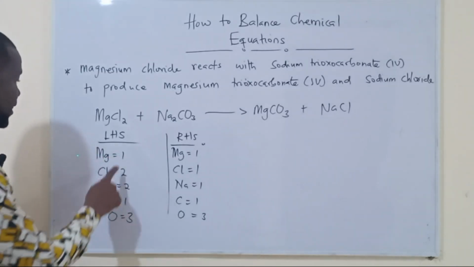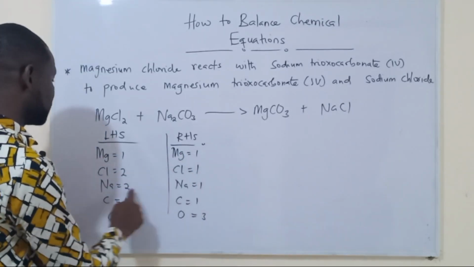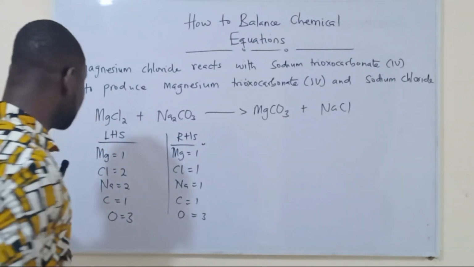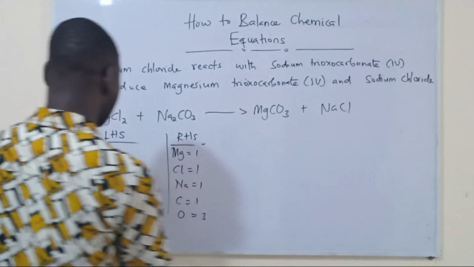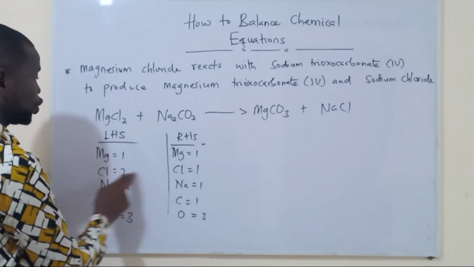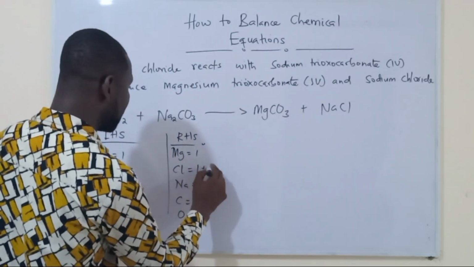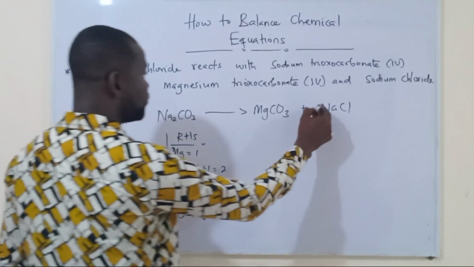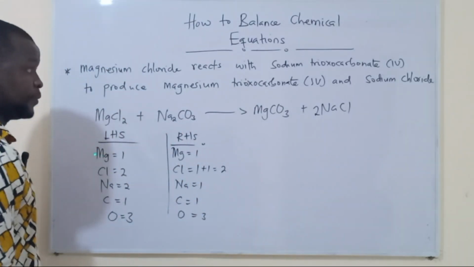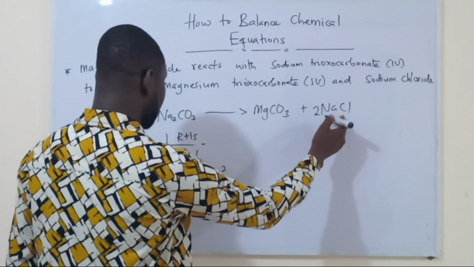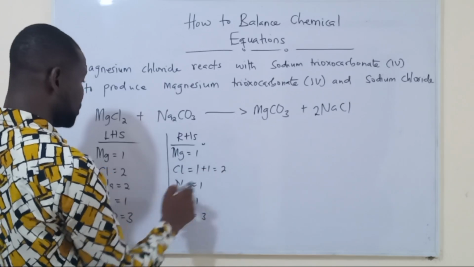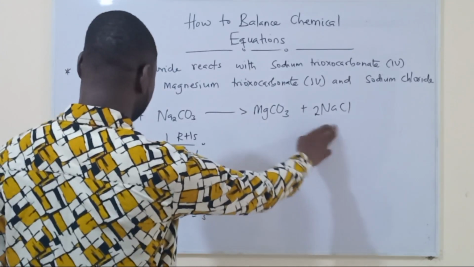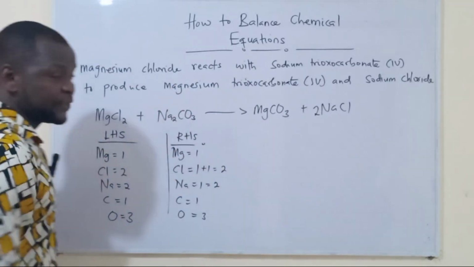So let's check if it's balanced. Magnesium is balanced. Chlorine is not. Sodium is not. So this means that this equation is not balanced. So let's balance that. So when I look at chlorine, here is 2. Chlorine here is 1. So I'm going to put 1 here. So I'm going to get 2 chlorine atoms. So I'll come and put 2 in front of this sodium chloride. And then I'm going to now have chlorine to be 2. Sodium will automatically change to 2. So now the equation is balanced. So this is using the guess method.